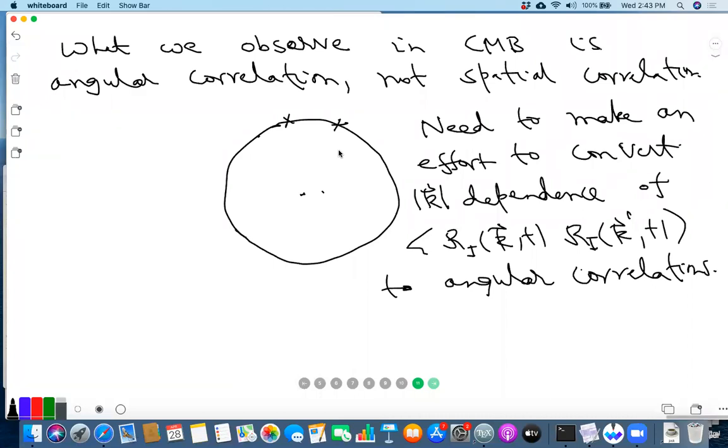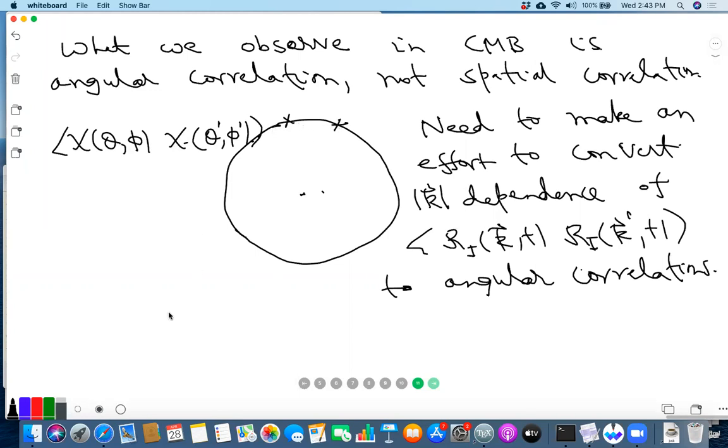Yeah. We'll see how to convert this into the angular momentum space, and I think it will become clear. So what you observe is chi at theta phi and chi at theta prime phi prime. The origin you can fix, and then you average over different choices of the origin. This will depend only on the angle between them, when you average over different origins.